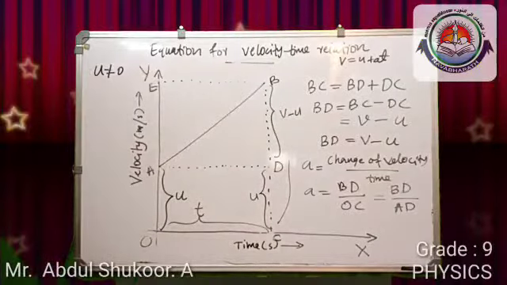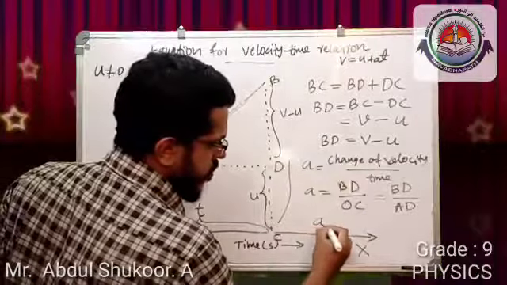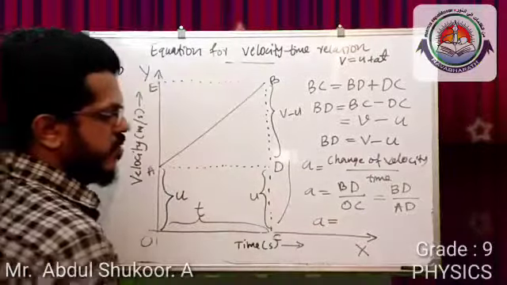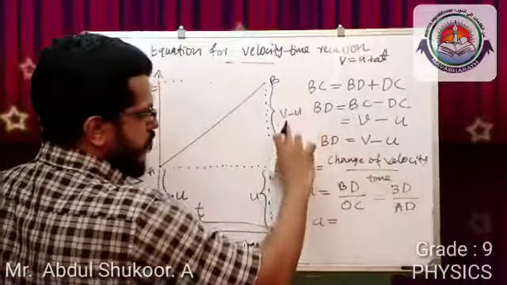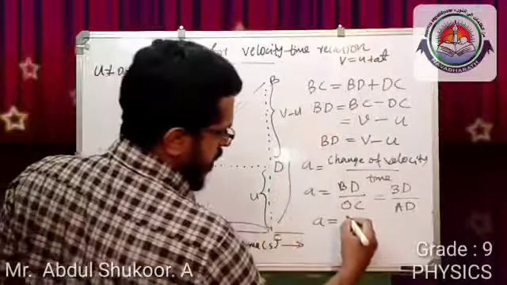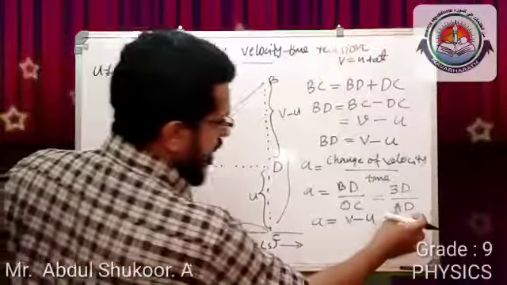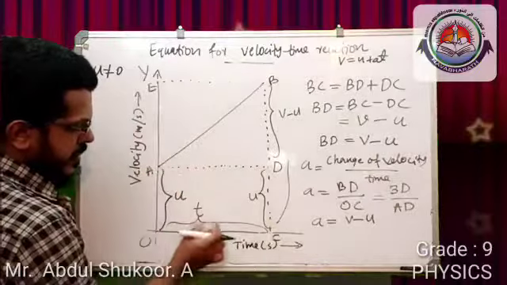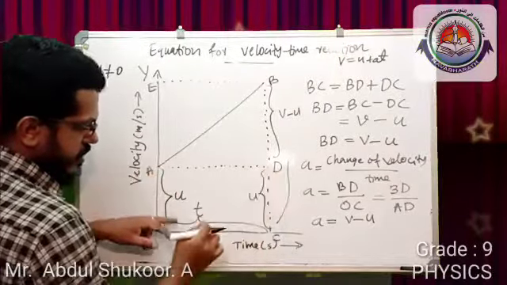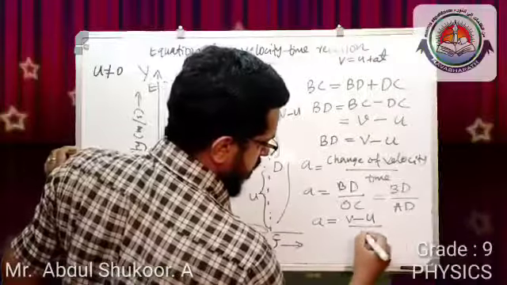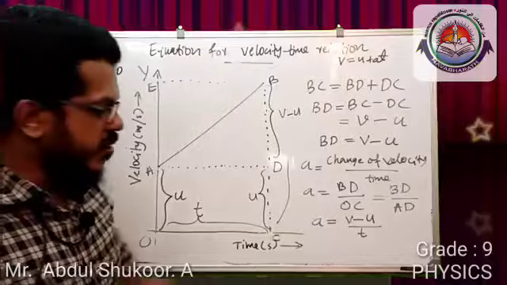Then what is BD divided by AD? A is equal to, listen here, BD. What is BD? V minus U. Then what is AD? AD is equal to the time interval OC. OC is the time interval, that means AD is also T, the time interval. So A is equal to V minus U by T. This is the equation of acceleration.